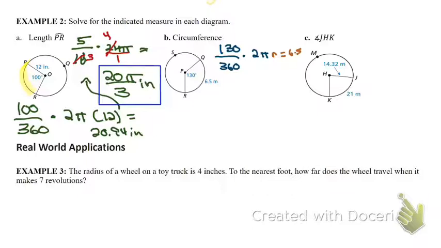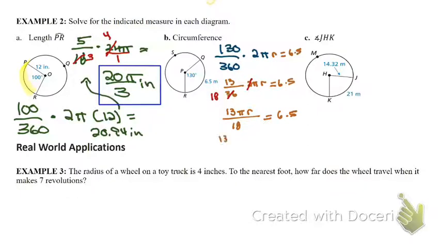Then I'm going to reduce the fraction 130 over 360. So that's going to be 13 over 36. 2 pi R equals 6.5. Okay, and then I'm going to cross out this 2 and make this 36 an 18 to do a little reducing. And then I'm going to write this as 13 pi R over 18 equals 6.5.